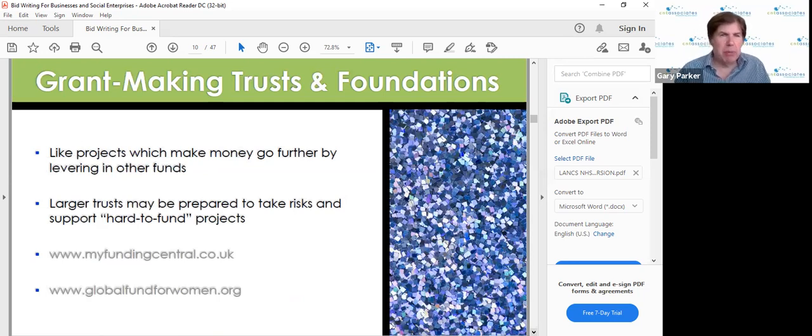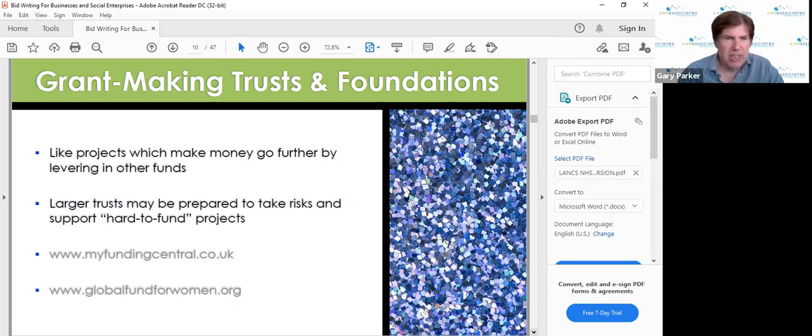Grant-making trusts and foundations like projects which make money go further by levering in other funds. So what that means is if you can get match funding from other places, they like that, but that's not compulsory, and many funders don't like that, or are not concerned with that. The lottery, for example, they don't require you to have match funding. It's just that there are some advantages with some trusts, and some stipulate it. Larger trusts may be prepared to take risks and support hard to fund projects. There are some funders out there that have been especially established to do this.